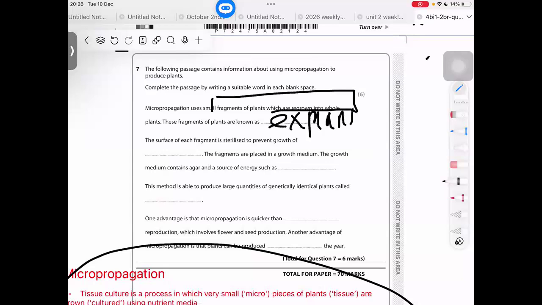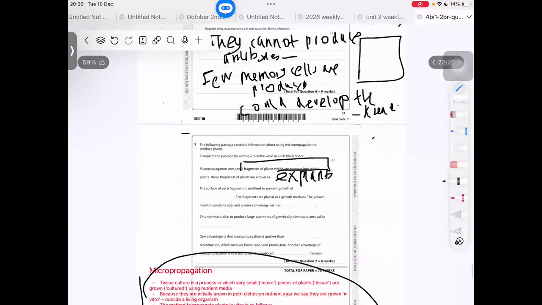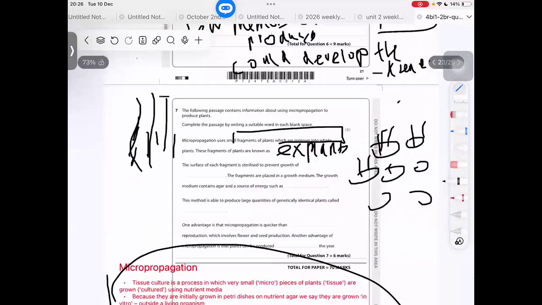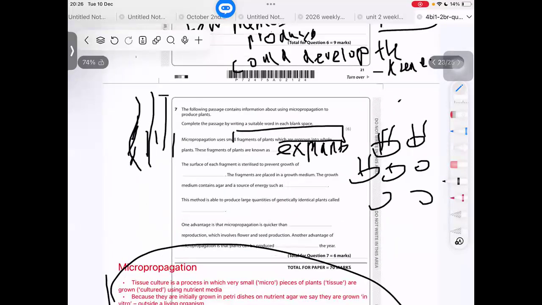So what are these explants? If you take the parent plant, you can scrape cells from it, plant them in petri dishes in the laboratory, and allow them to grow. These fragments of plants are called explants. And then they have said the surface of each fragment is sterilized to prevent the growth of, can I know the answer?